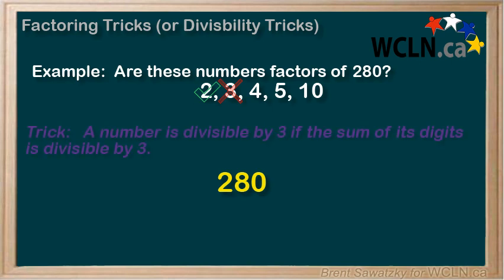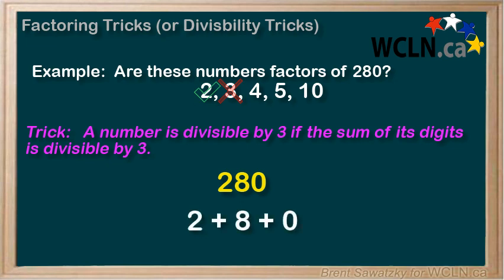Is our number divisible by 3? Our trick here involves us taking the number's digits and adding them all up. If the sum of these digits is divisible by 3, then we know that the number itself is also divisible by 3. So for our example, let's add the digits of 280. 2 plus 8 plus 0 equals 10. From our times tables, we know that 10 is not divisible by 3, and thus 280 is not divisible by 3, and this confirms the result we had from our division earlier.